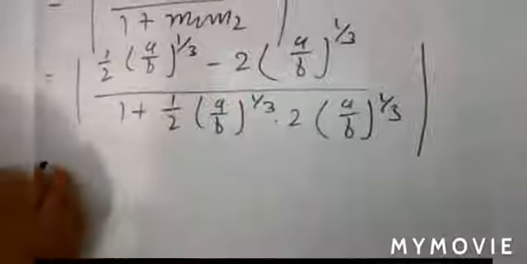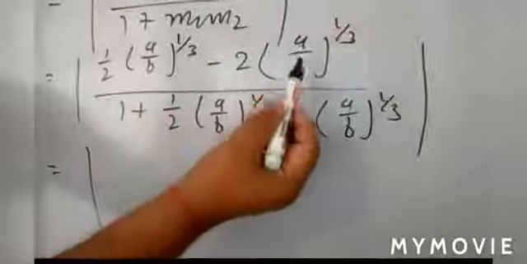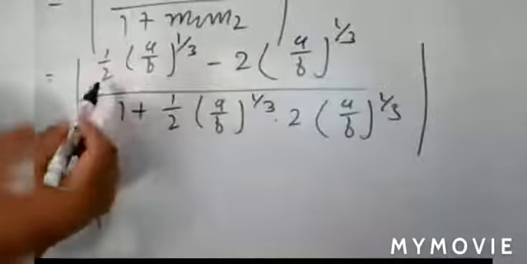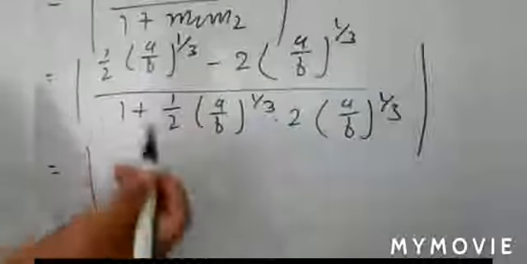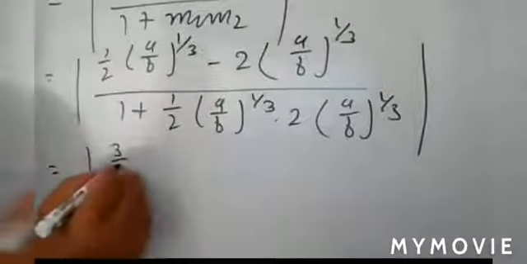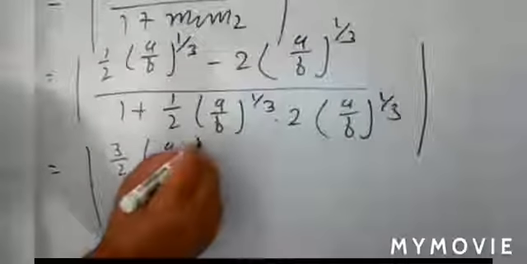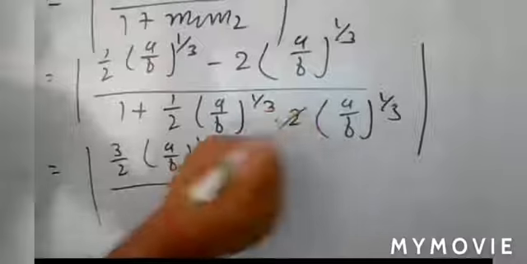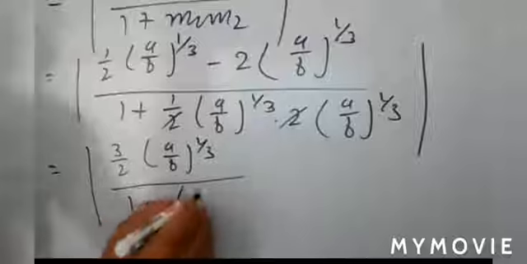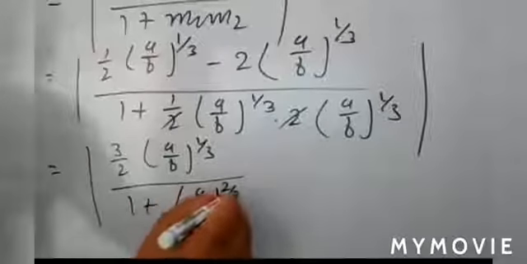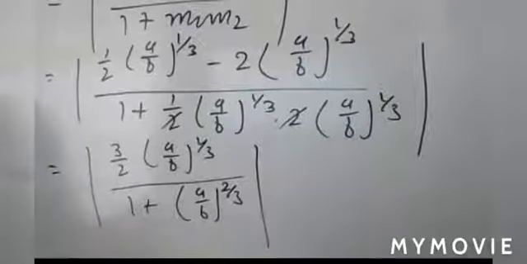Try simplifying it. If you subtract that part, a by b whole power 2 by 3 is common, and here you have 2 to the 4 minus 1 minus 3 by 2. Due to the modulus, the value becomes positive. So you can write here 3 by 2 a by b whole power 1 by 3, and in the denominator this and this cancel out, and here you have 1 plus a by b whole power 2 by 3, whole power 2 by 3. Understand? This can be simplified up to one more step, or you can leave it.